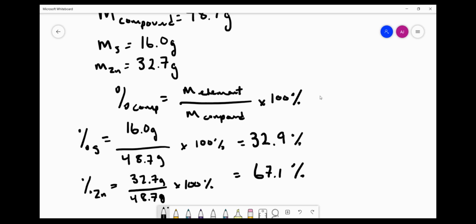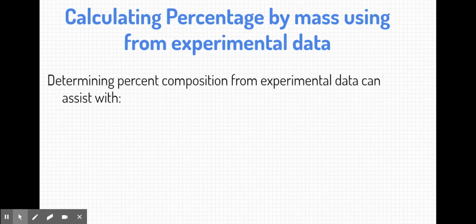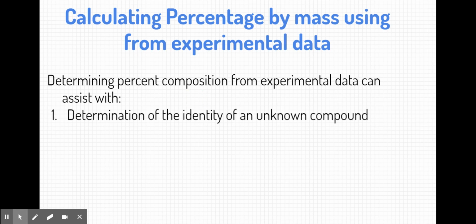Here are the percent by masses of sulfur and zinc in this compound. Remember that we will round our percent compositions to 1 decimal place in all examples that we do. The example we just did will be important in lab activities and also for determining the identity of unknown compounds. Specifically, it will help us determine the formula of an unknown compound.